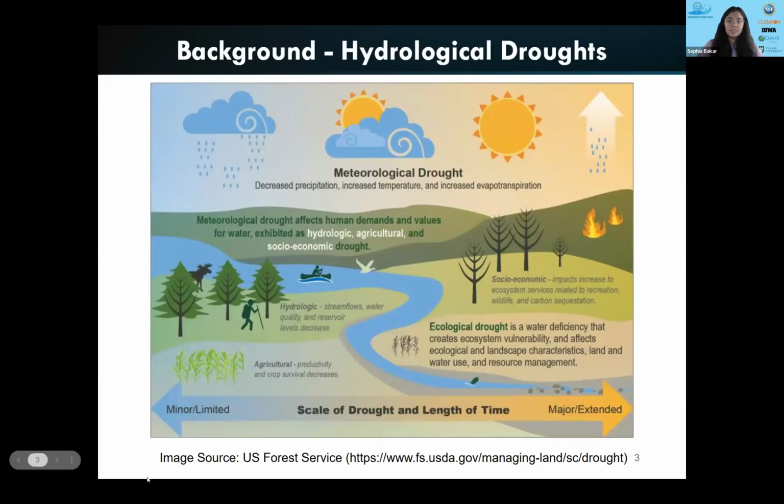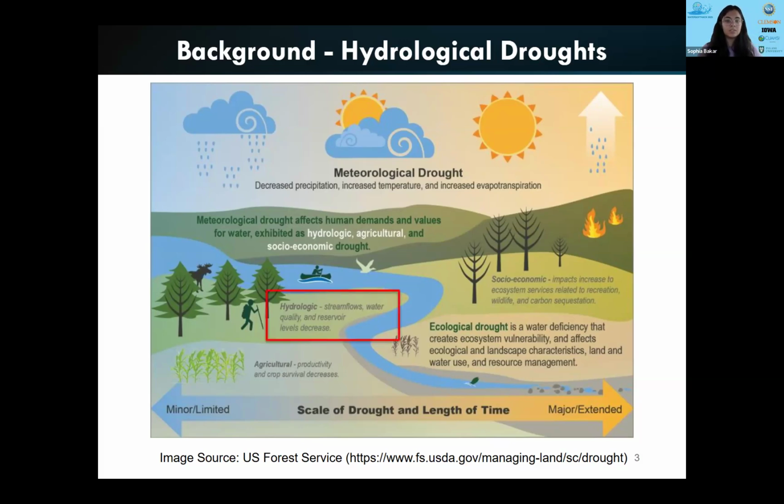So drought is one of the major hydrological extremes which occurs globally, and these events occur as a result of decreased precipitation, increased temperature, and increased evapotranspiration. Drought events impact various aspects of the water cycle and can be divided into 4 different subtypes, including hydrologic drought, agricultural drought, ecological drought, and socioeconomic drought.